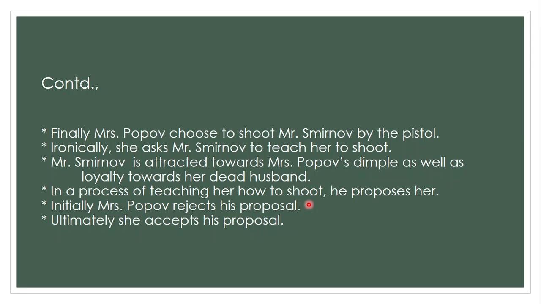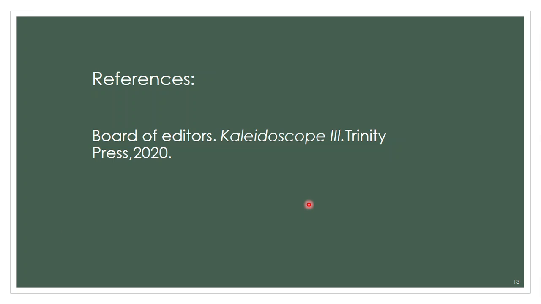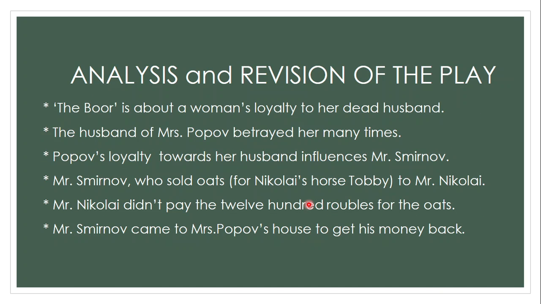So this is what happened in the play. Overall, the analysis and revision of the play. Have a look at these points. There are many times in the play that we identified faith or unfaithfulness, or man versus woman. There were many arguments. At one particular point, Mr. Smirnov was blaming the women category in general.